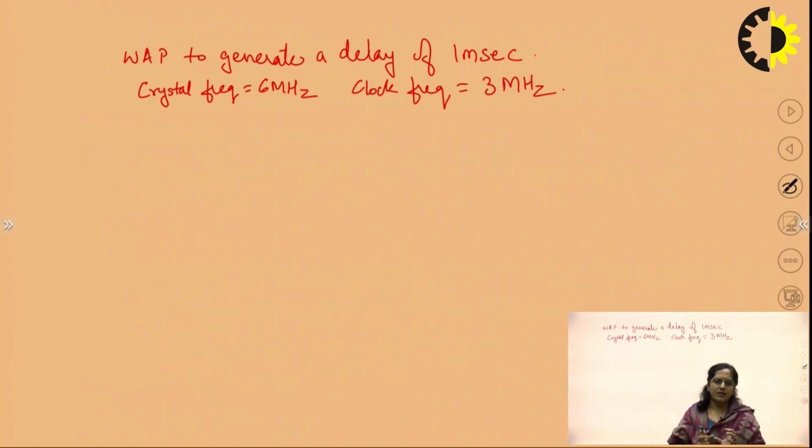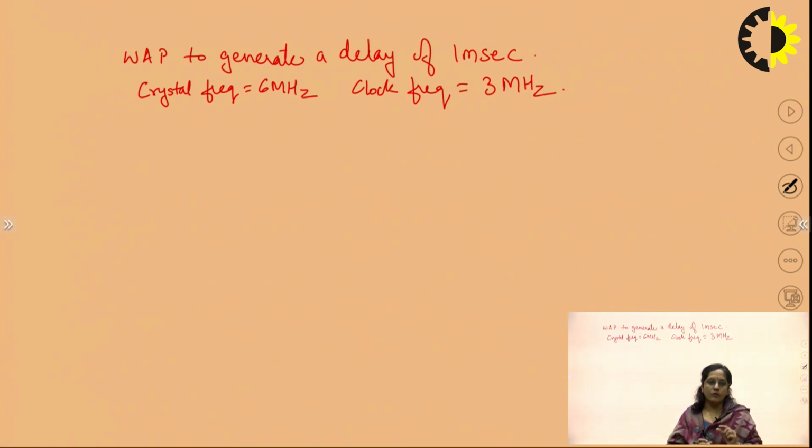Now we can have a generalized delay program, and from that generalized delay program we will generate a delay of 1 millisecond. So how can we generate a delay program? The basic concept is that we will initialize one of the registers as a count with a count value, and we decrement that register till that count reaches 0. The microprocessor is executing these instructions in a loop, and the time taken by the microprocessor to execute these instructions will constitute a delay of that particular time, and that delay we will count as 1 millisecond or 2 milliseconds.